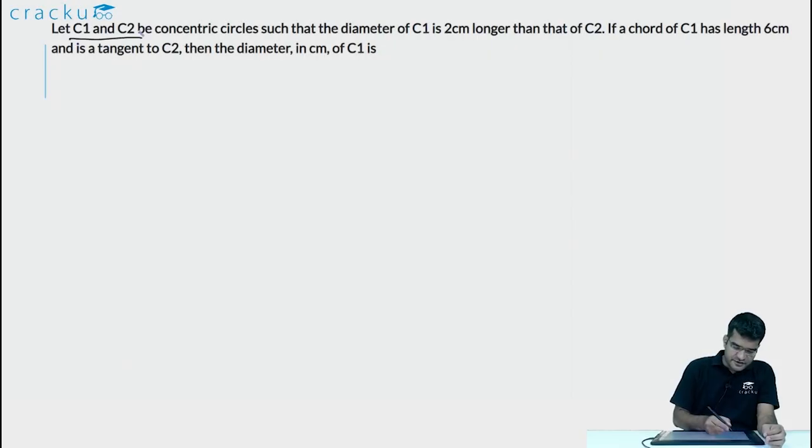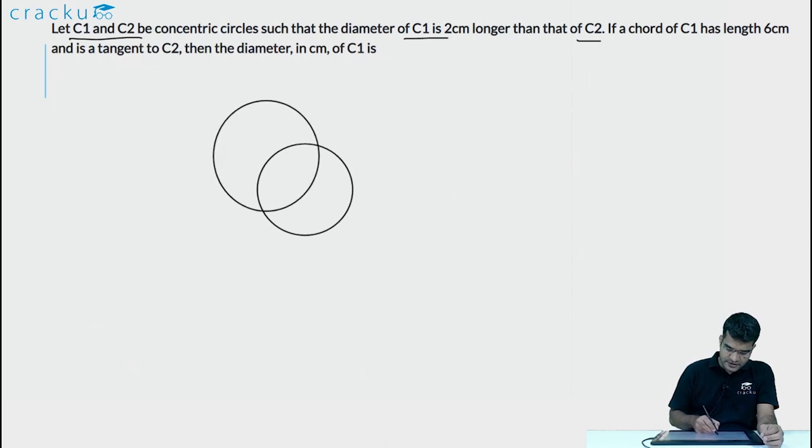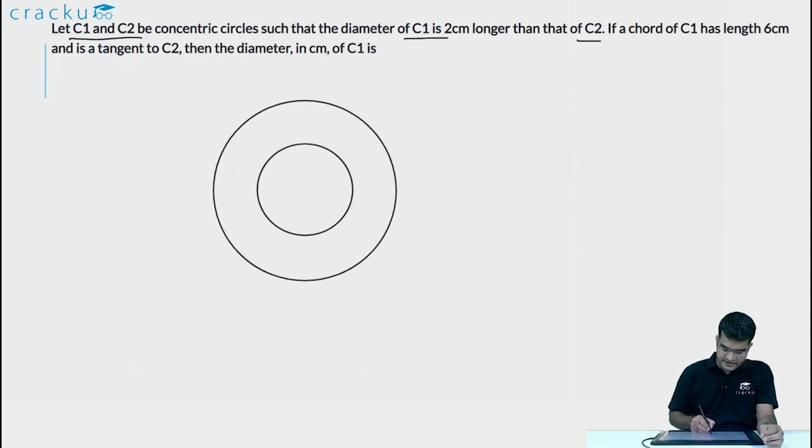In this question, we are told that C1 and C2 are concentric circles such that the diameter of C1 is 2 centimeters longer than that of C2. So let us first draw two concentric circles. This is the smaller circle, so let us assume that this is C2, and this is the larger circle, so let us assume that this is C1. So we have this to be equal to C2 and the larger circle to be equal to C1.